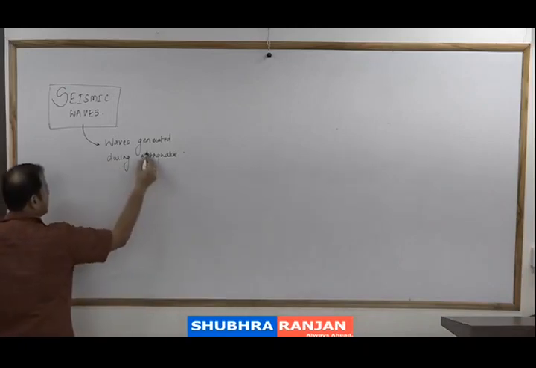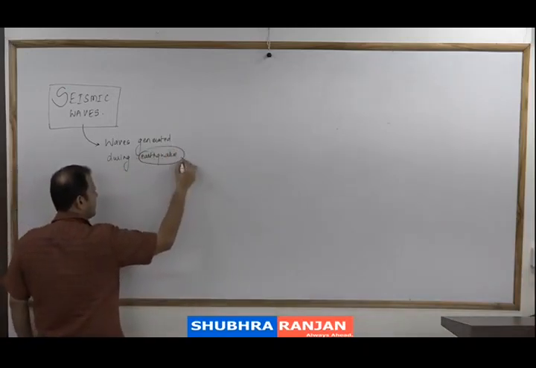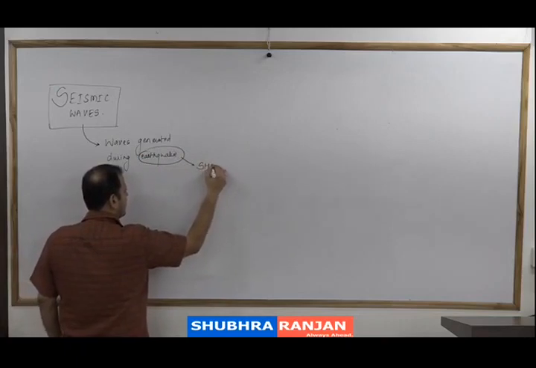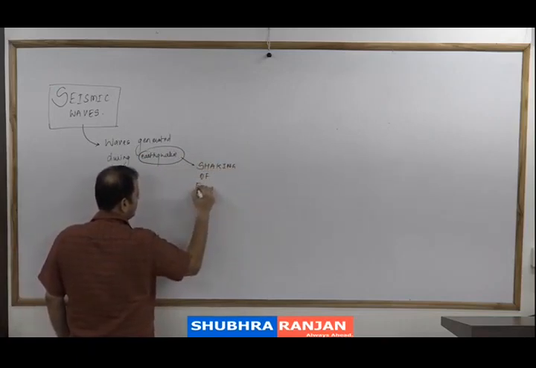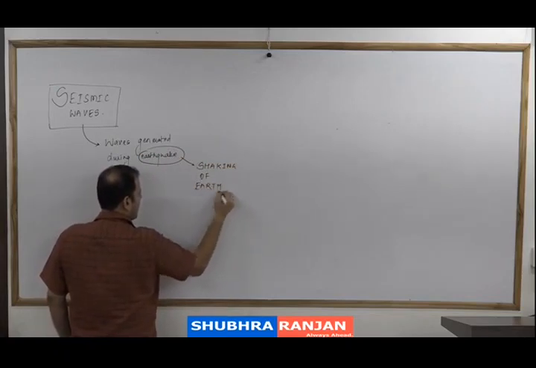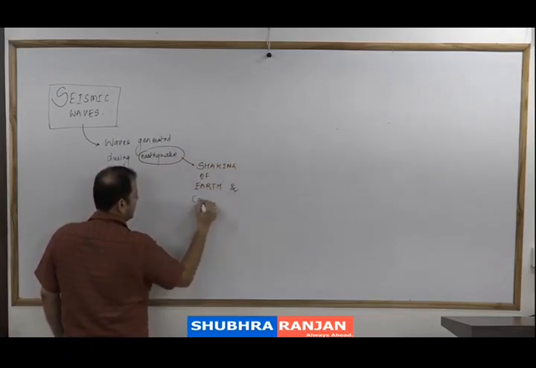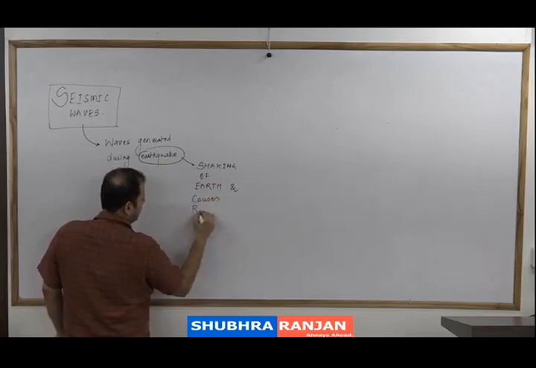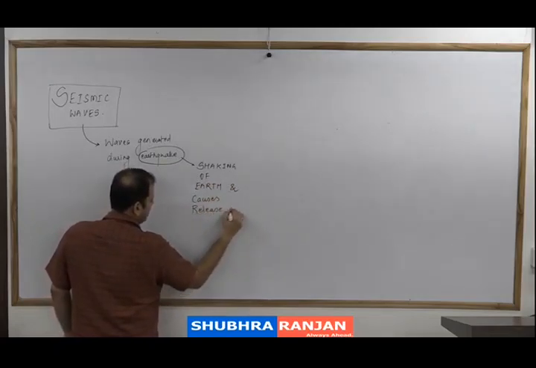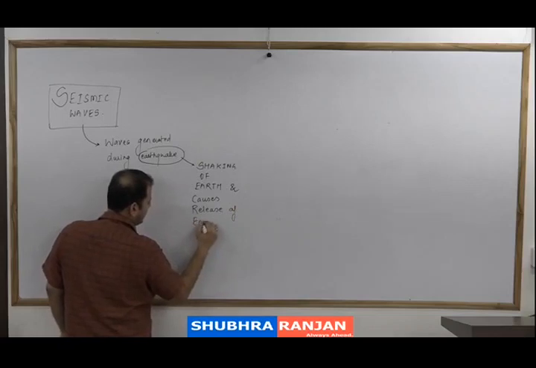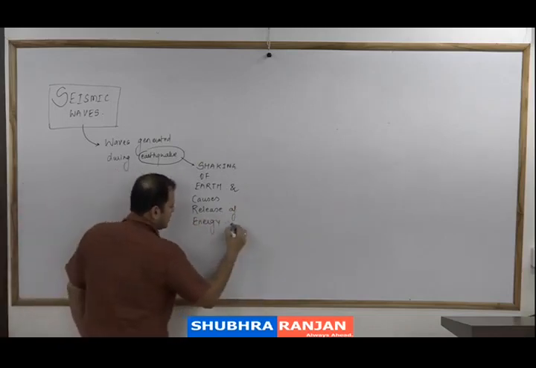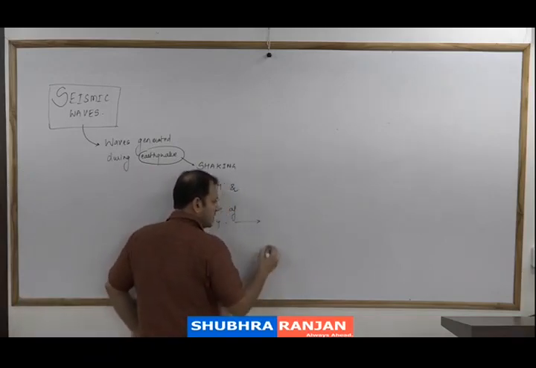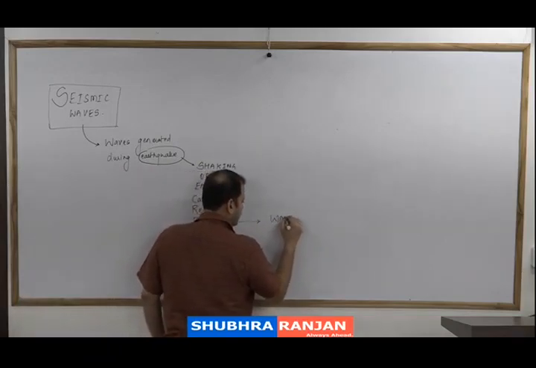The earthquakes are generated due to the release of energy. This is a shaking of the earth and it causes release of energy. Now, how is this energy released? This energy is released in the form of waves, and we call these seismic waves.